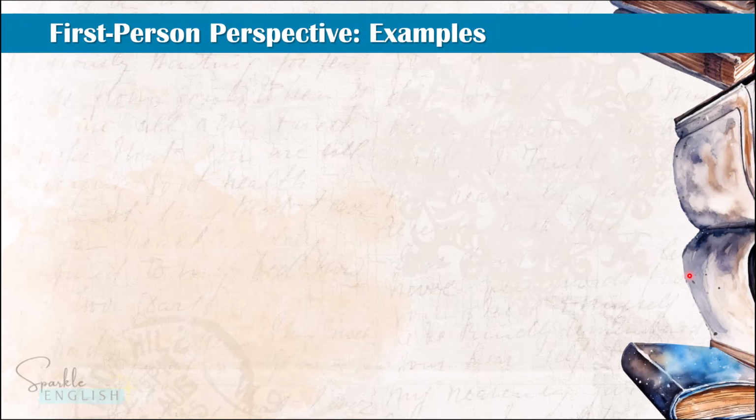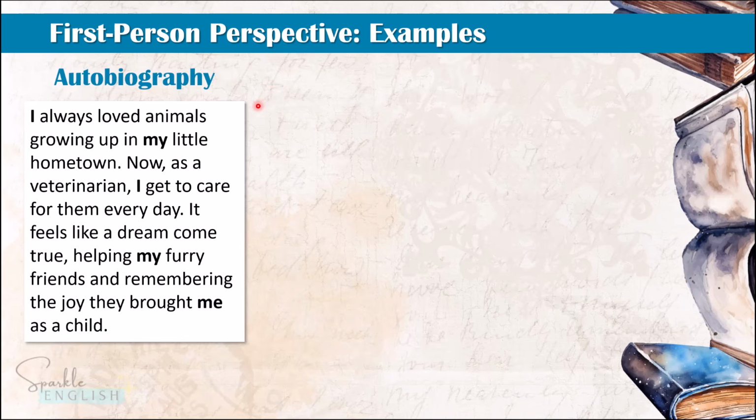Let's look at a few examples. Here's a paragraph example from an autobiography. "I always loved animals growing up in my little hometown. Now, as a veterinarian, I get to care for them every day. It feels like a dream come true, helping my furry friends and remembering the joy they brought me as a child." You can see all of these pronouns, I, my, me. You can see that this author is talking about their own personal experiences from their own perspective.